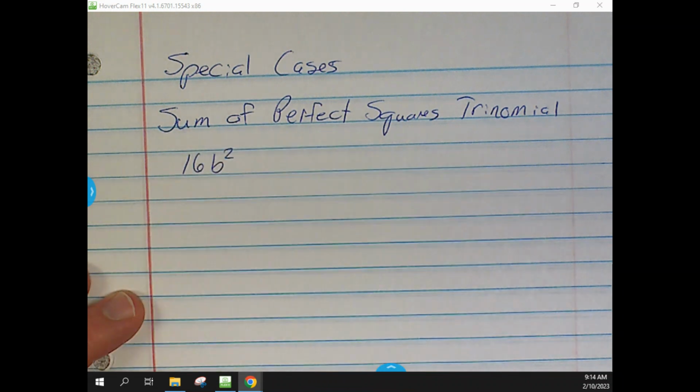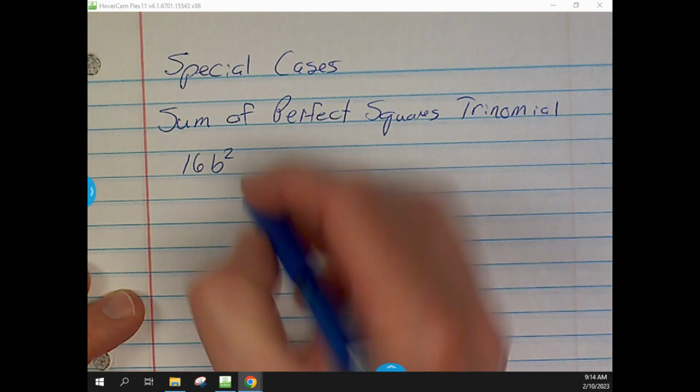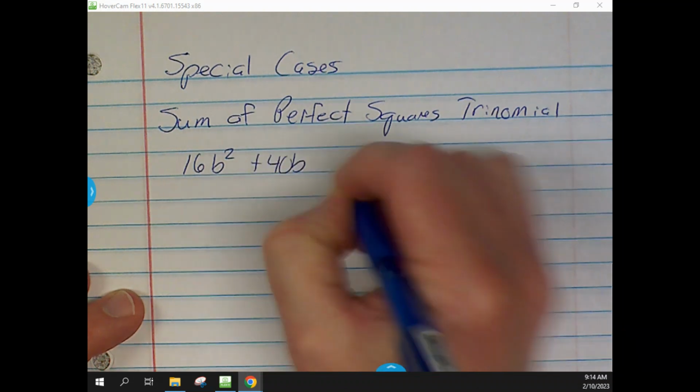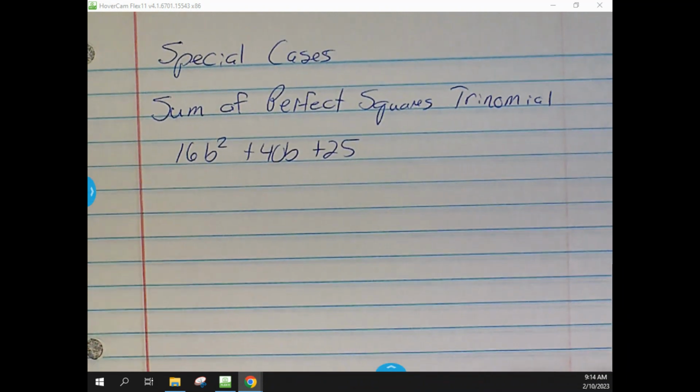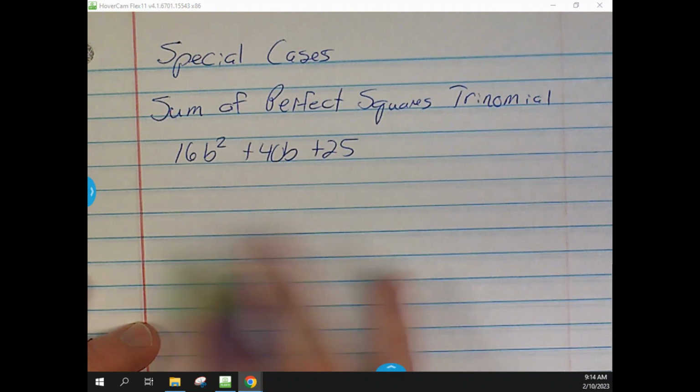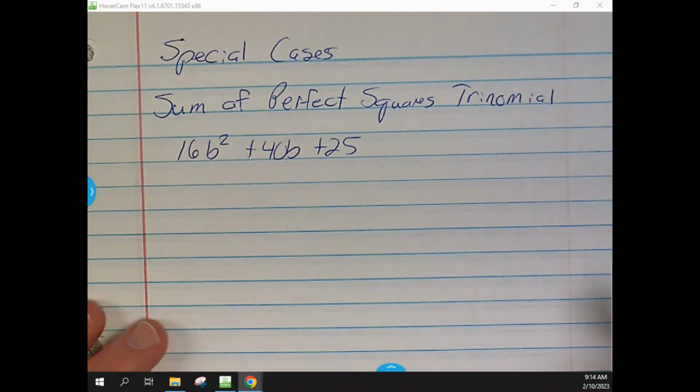Let's do it this way. Let's do 16b squared plus 40b plus 25. Okay, because the very first thing you're probably going to think is you're going to get one of these numbers and you're going to say, oh, we're going to do the 8, because there is no greatest common factor, so there's nothing we can do with it because we were close.